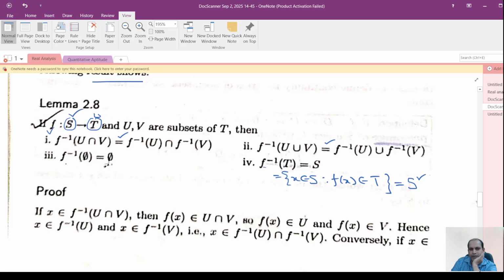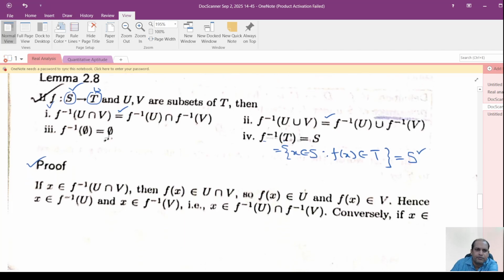So, under set theoretic inverse, F inverse of the empty set is always empty, and F inverse of the codomain is always the domain. But this is not true in the case of direct images. So, let us do some examples. I am giving some hints on how to prove the first one.